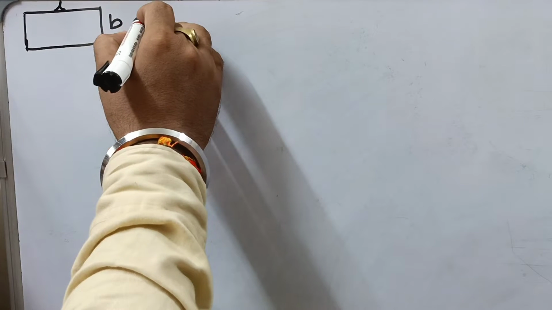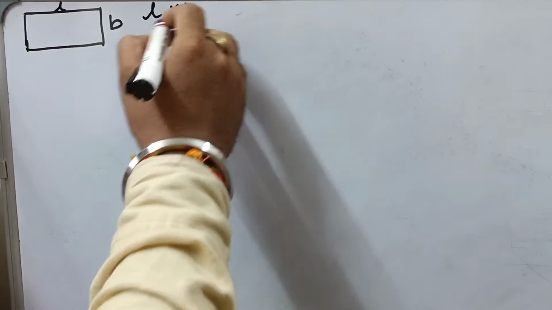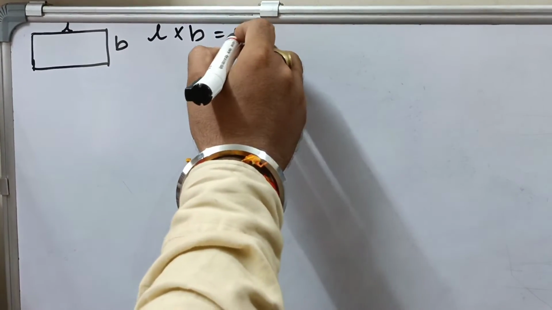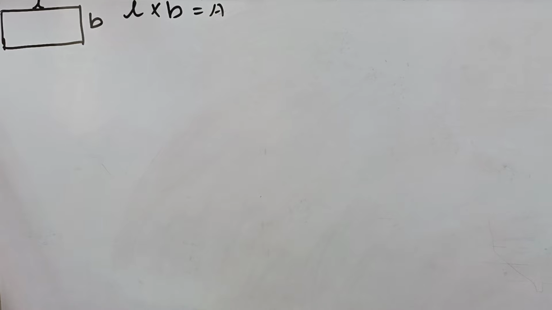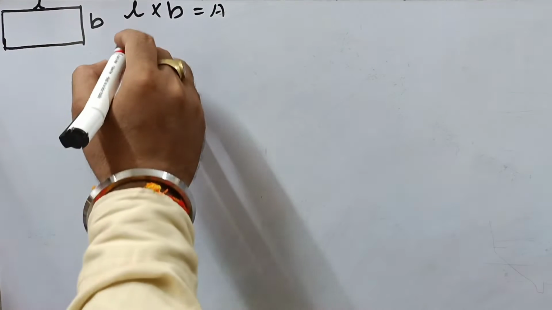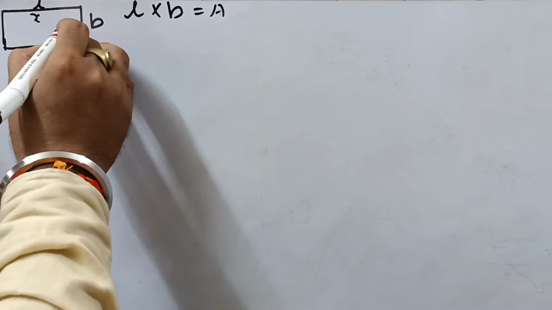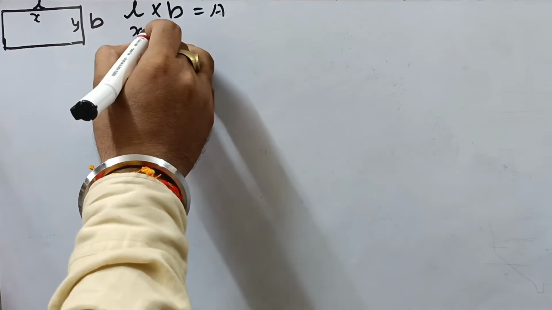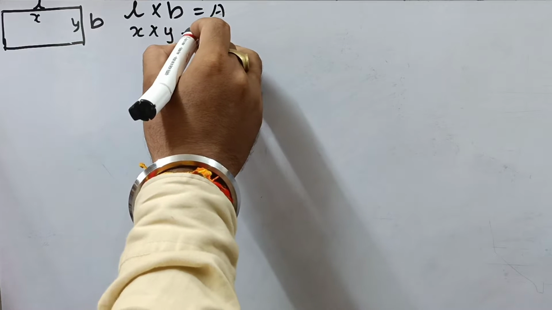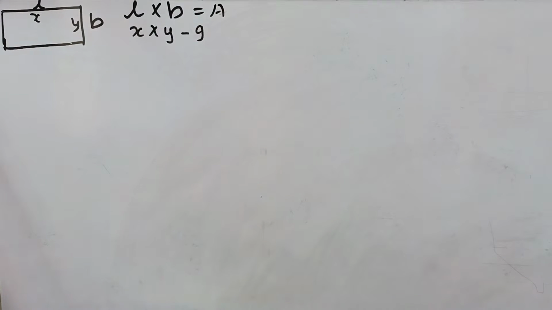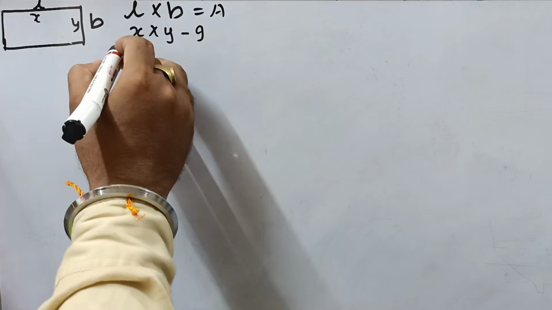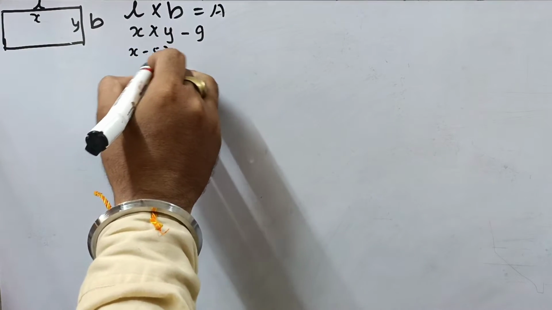See, if I consider this L as the length and B as the breadth, then area is equal to L multiplied by B. And it is given that this area is reduced by 9 square units. So let us consider this length as x and breadth as y. Then area is equal to xy, and it is reduced by 9, so xy minus 9. That is equal to, if its length is reduced by 5 units, length is x, so x minus 5.